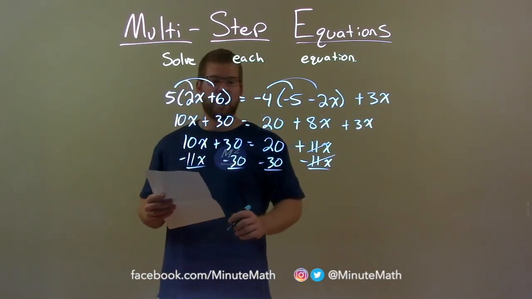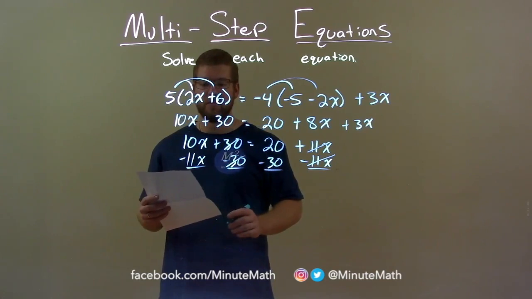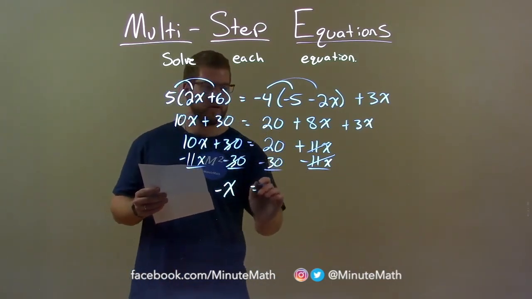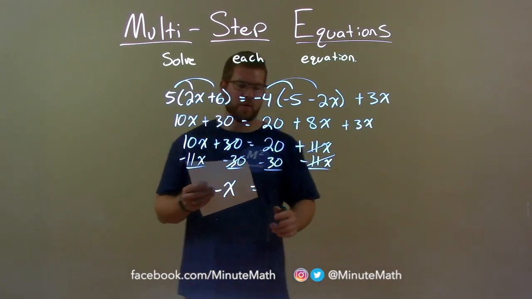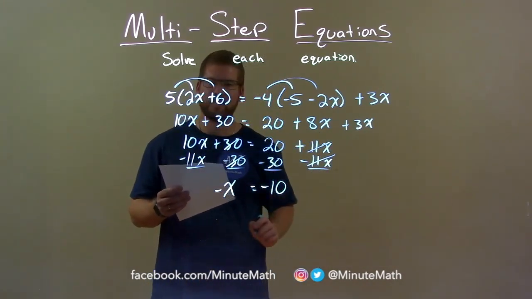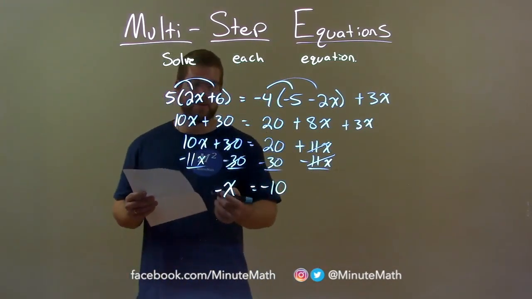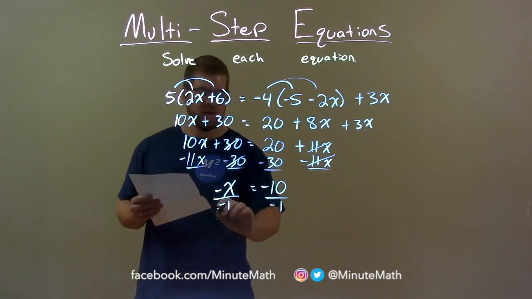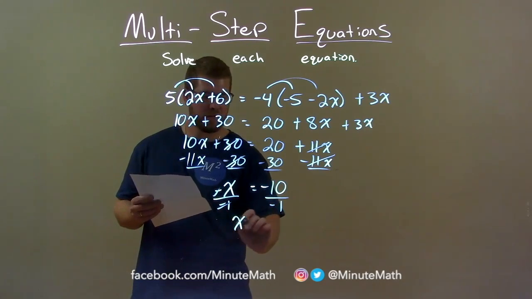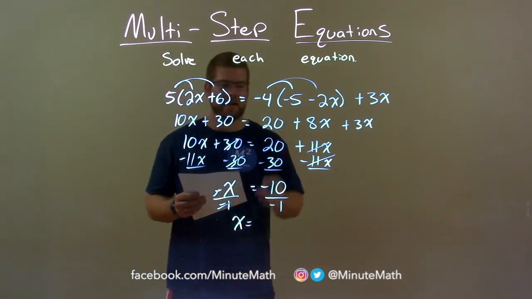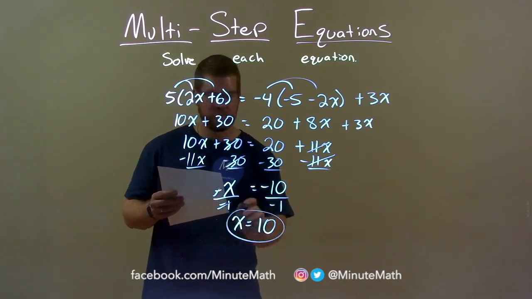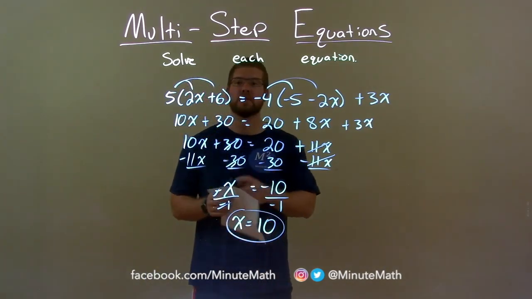11x cancels on the right, and 30's cancel on the left. 10x minus 11x is a negative x. And on the right, 20 minus 30 is a negative 10. Now I still want to get x by itself. There's a negative there, so if I divide both sides by a negative 1, the negatives cancel, giving me a positive x by itself on the left, and negative 10 divided by negative 1 is a positive 10. And so our final answer here is x equals a positive 10.